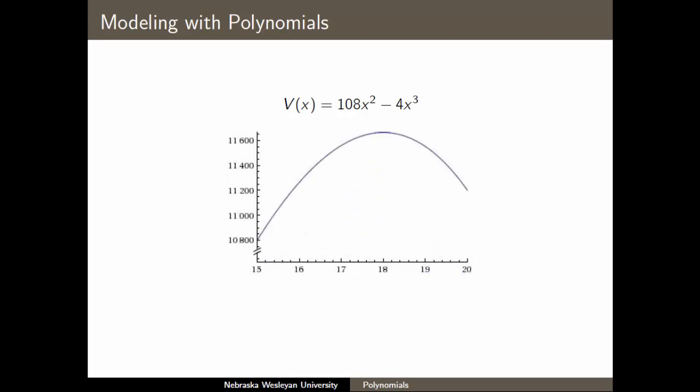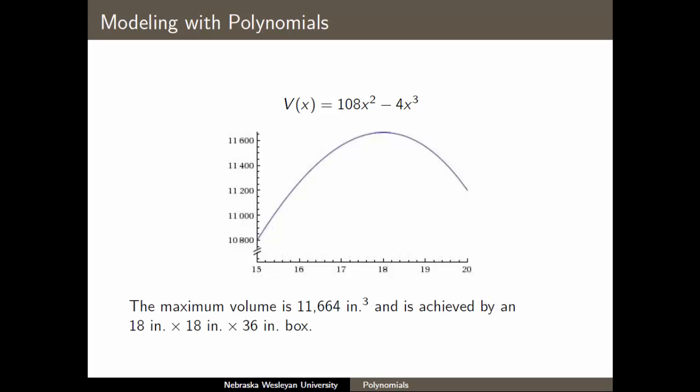If I zoom in a little bit, then I can be a little more confident that 18 is the correct choice. To prove that 18 is exactly the right choice is one of the great accomplishments of calculus. For now, we'll have to satisfy ourselves that if 18 is not exact, it's at least very close. So the maximum possible volume is just a little bit over 11,600 cubic inches. And in fact, if I plug 18 into the volume function, I get that the volume is 11,664 cubic inches.